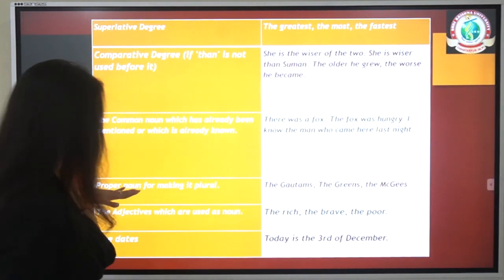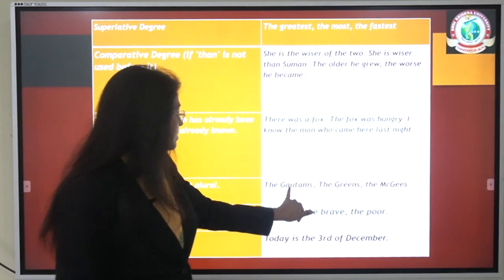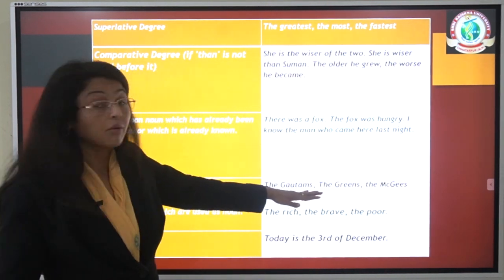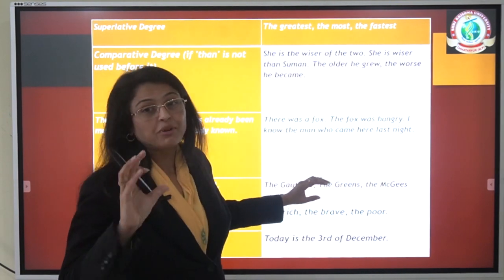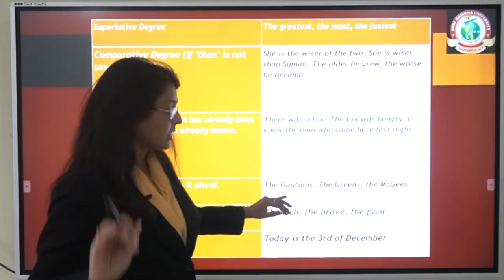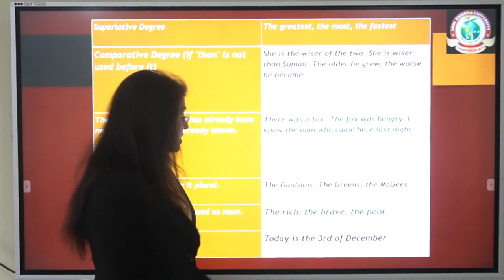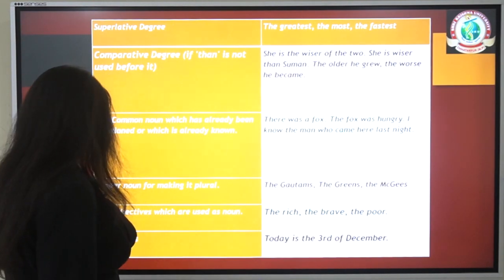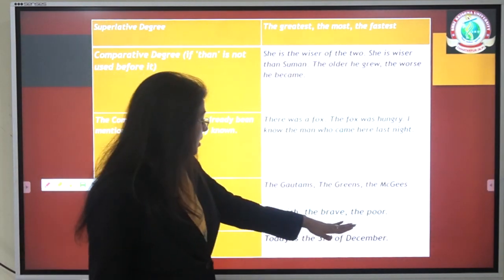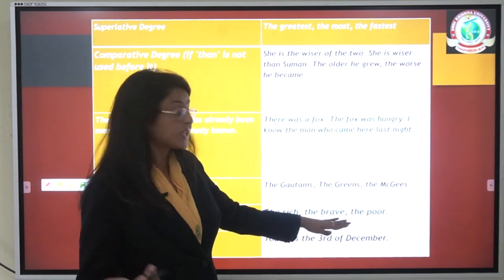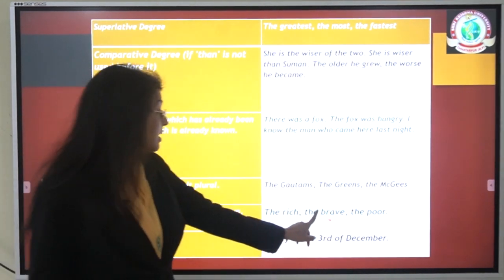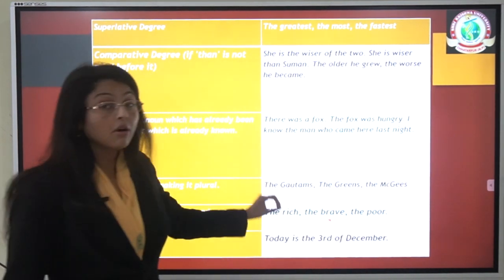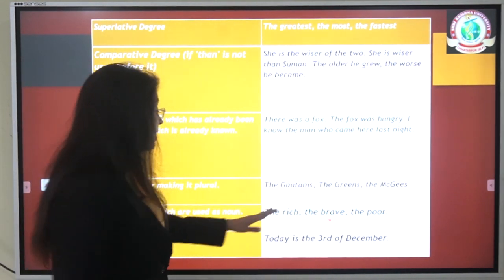Proper nouns, you see, the Gautams, the Greens, the Maggies, these are proper nouns. You are expressing something appropriately here. The adjectives, for example, the rich, the brave. The adjective shows a quality. Rich is a quality, being brave is a quality, being poor is a quality. Here we always use the article the.